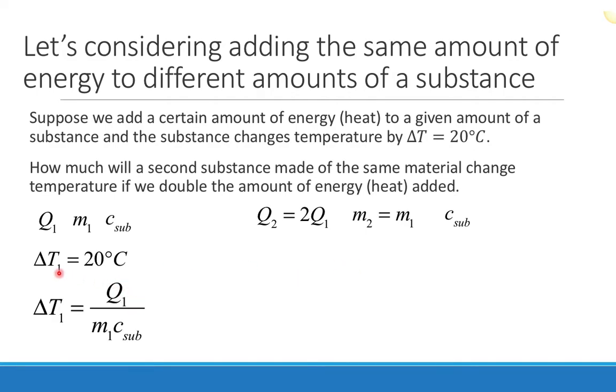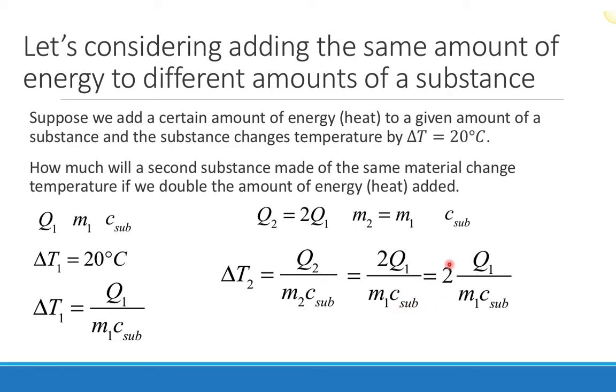So if I go back and look at how the temperature change is affected for my substance: for the first case, the change in temperature depends on how much energy is added, the mass, and the specific heat of the substance. Now in the second case, I'm adding a different amount of heat, the same amount of the substance, and the same specific heat capacity. So I can plug in the fact that the energy added is twice as much, the mass stayed the same, and I have the same specific heat.